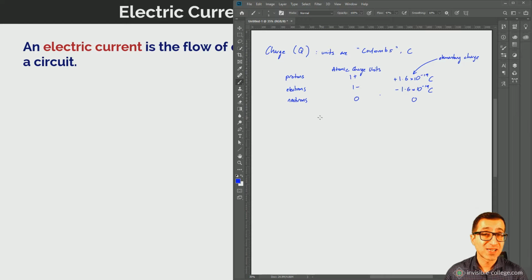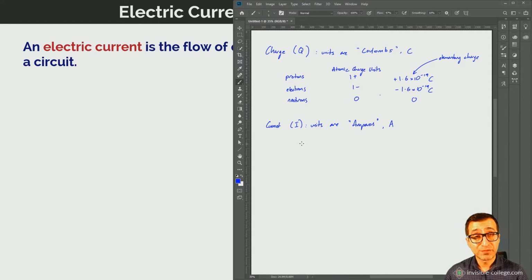Now, you've probably come across electric current in previous years of your science education. Electric current is given the symbol I in equations, and the units of current are amperes, again named after a very famous scientist, which we'll encounter later. Amperes, or just capital A for short.